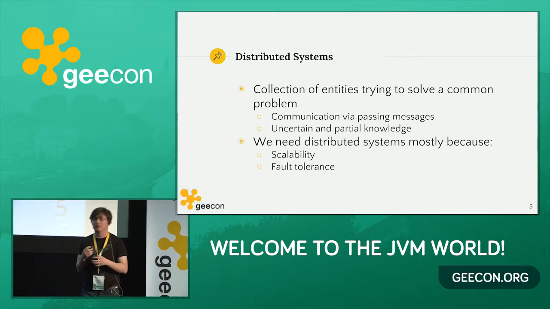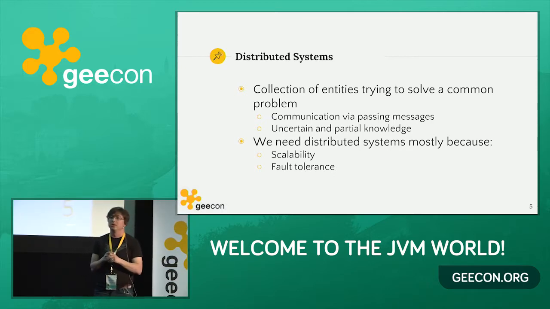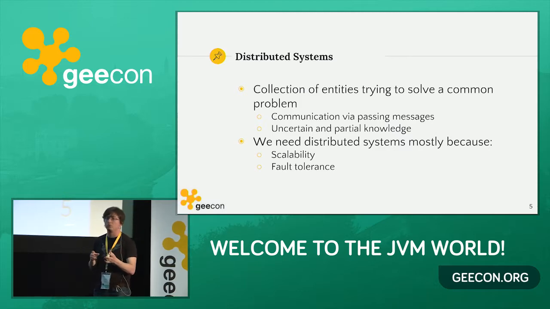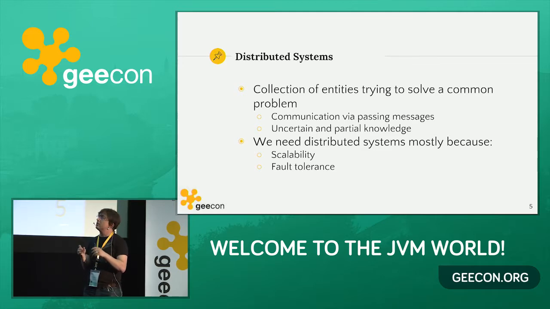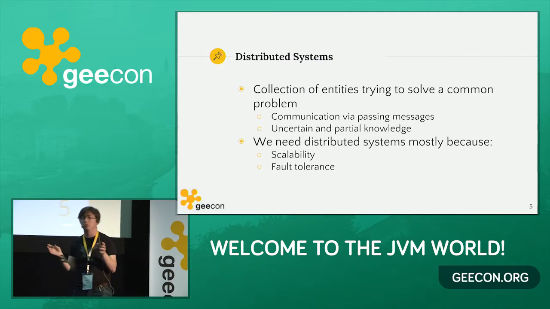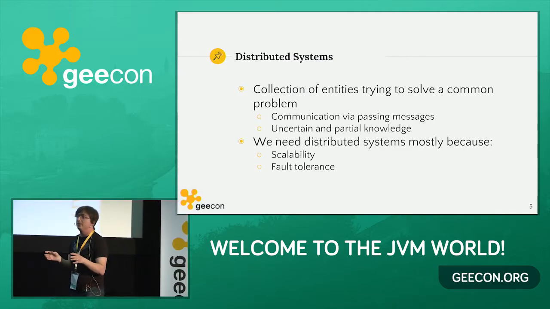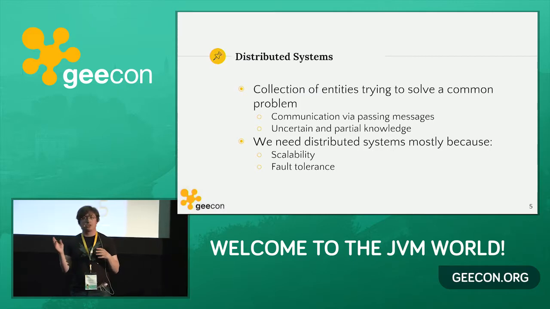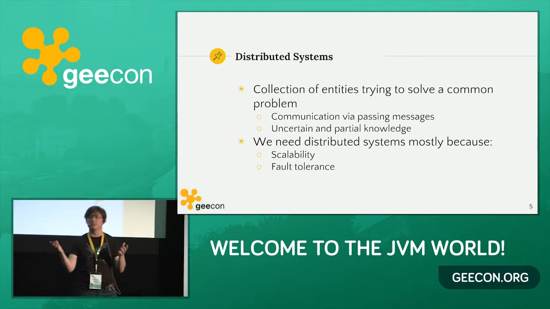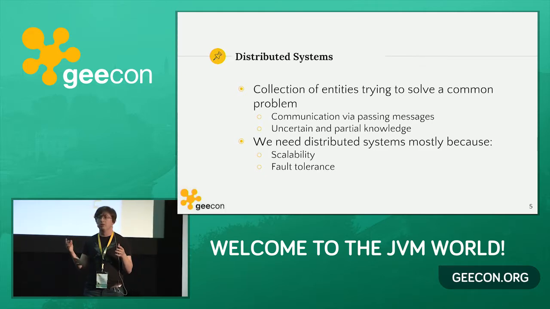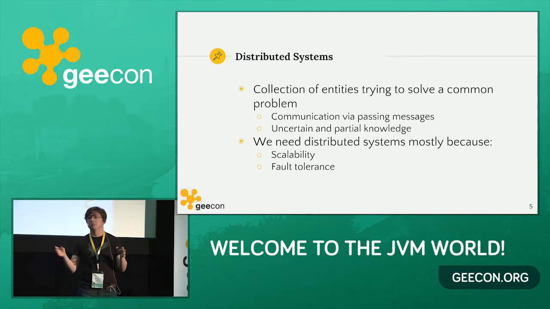These entities can be called processes, nodes, servers, machines. Most of the time I use the term node, because that is the one we mostly use while developing. These entities are connected by a network, so they communicate by passing messages to each other, and they do not access each other's resources. They have uncertain and partial knowledge about the system. Each entity has some partial knowledge, which can be wrong, inaccurate or missing, and there is no single global entity in the system that knows everything about the system at any moment.